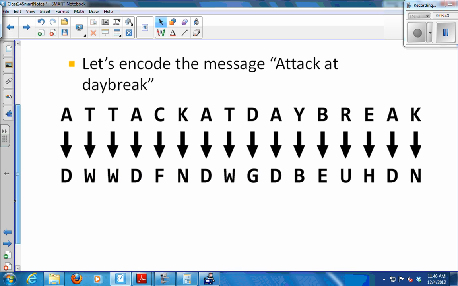All right, so here's an example. If I want to encode the message "attack at daybreak," A becomes D, and then T, U, V, W, 3 letters later becomes W. You replace each letter with the one 3 after it, and we end up with this message that looks like junk: D, W, W, D, F, N, D, etc.